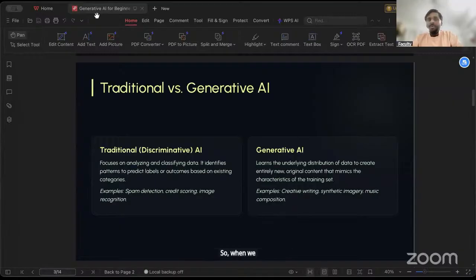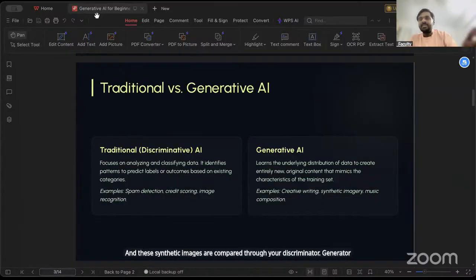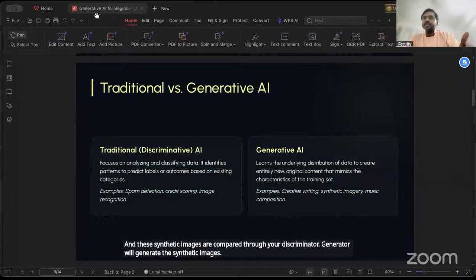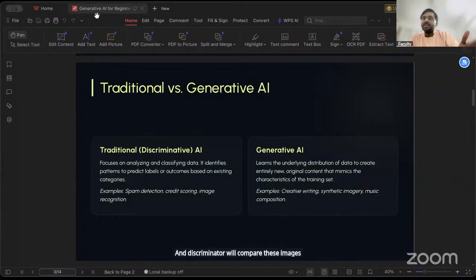So when we talk about generative AI, what ideally generative AI does is it tries to generate images based upon the original images, and these synthetic images are compared through your discriminator. The generator will generate the synthetic images and the discriminator will compare these images, and it tries to map and reduce the error as much as possible so that we can have images almost as good as the original images. So that is the task of your generator.